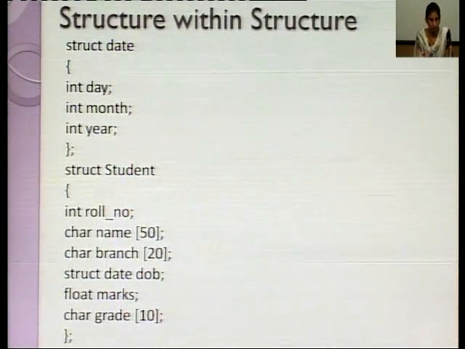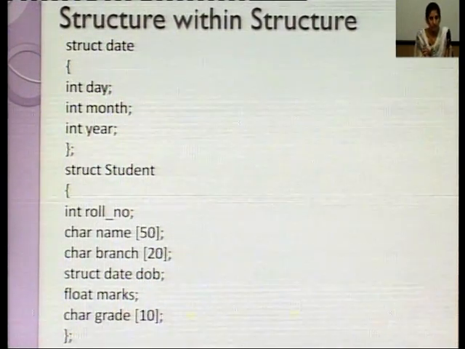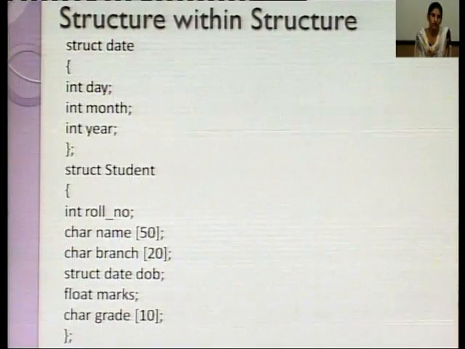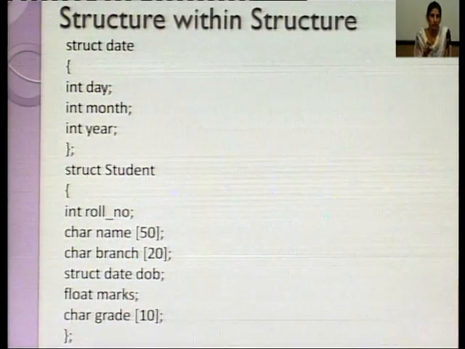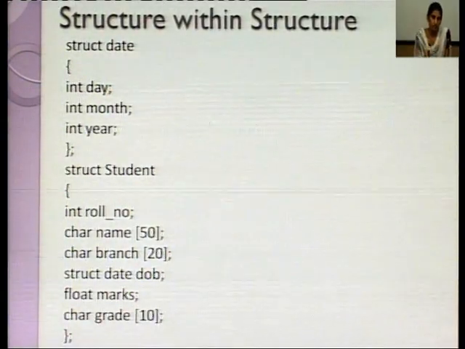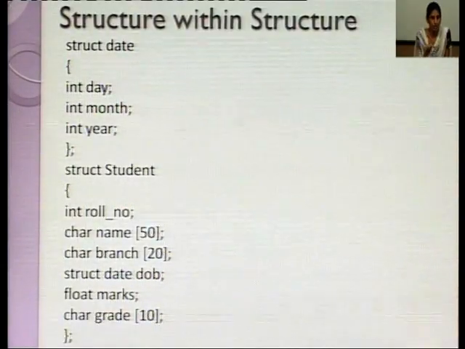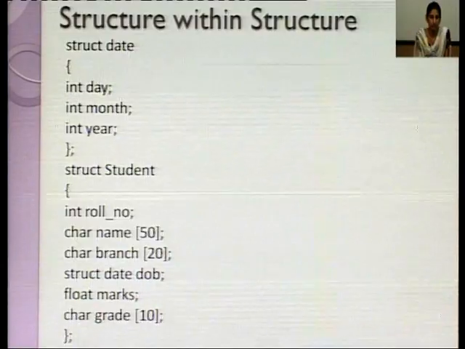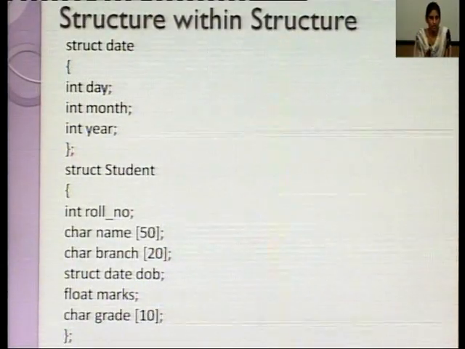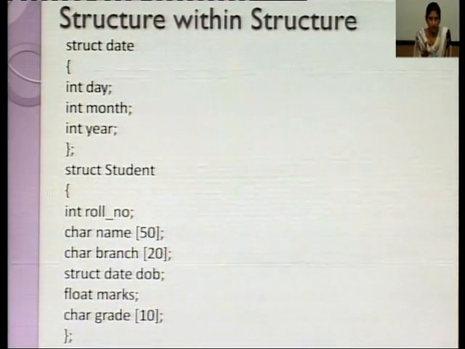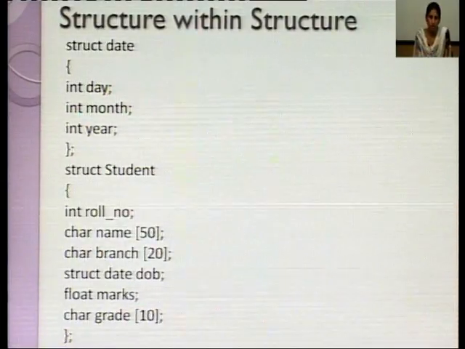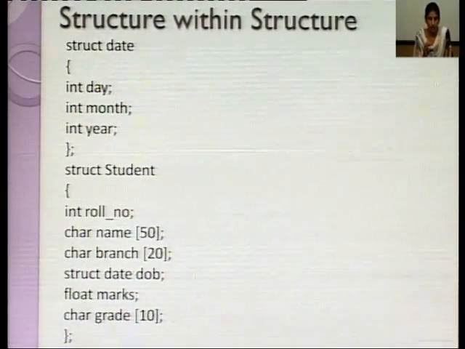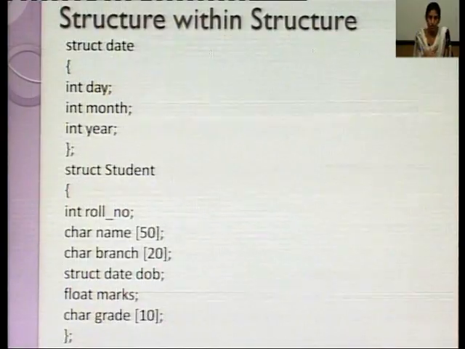Struct keyword, date is the name of the structure, then we will add 3 data members to this structure. All 3 will be of integer type. First will represent day, second will represent month, and the third will represent year of the date. This structure will be embedded in the structure student. First structure is date and this structure will be nested in the structure student.